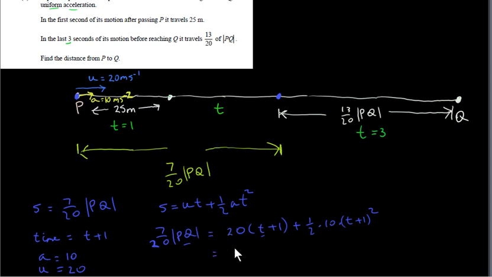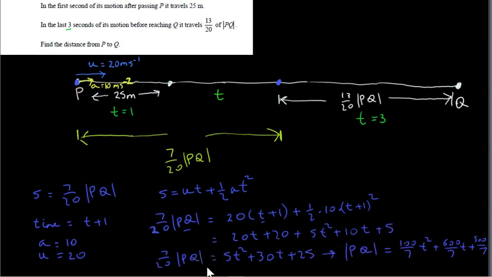So we have 7/20ths PQ is 20t plus 20. A half times 10 is 5. If I square out t plus 1, I get t squared plus 2t. We get 10t plus 1 times 5. So simplifying all this, we can get 720 as PQ, but if we multiply the right hand side by 20 over 7, we can write PQ equals 100 over 7 t squared plus 600 over 7 t plus 500 over 7. So that's what we get by considering the journey of the point from P to this point here.